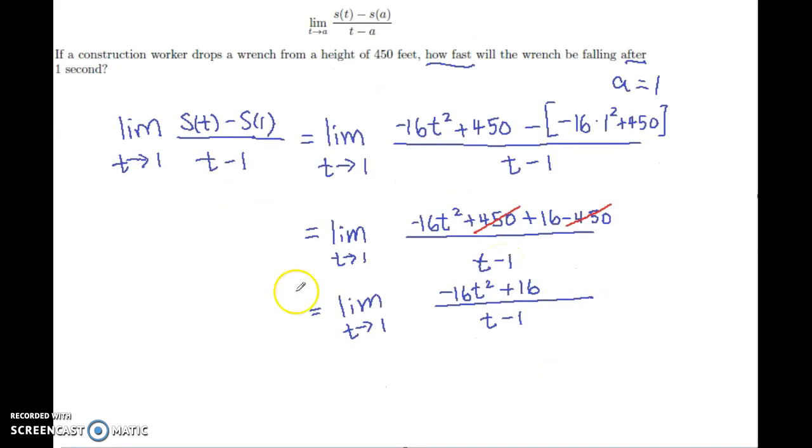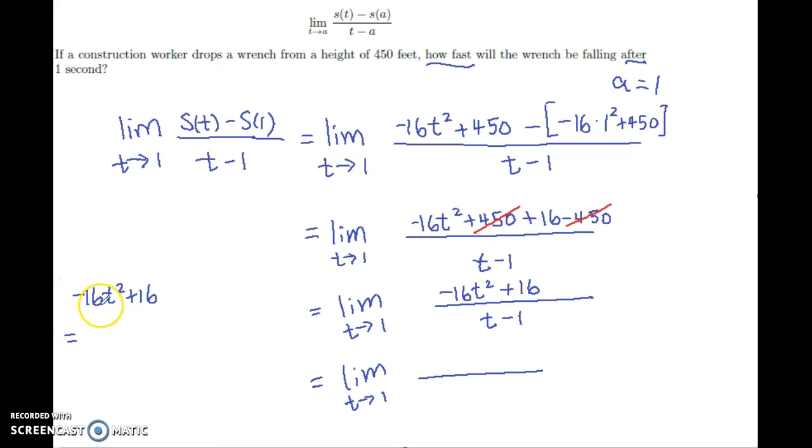Now we try to direct substitute t equals 1, we have a 0 denominator. So we have to either factor or do conjugate, and we don't have a square root, so we try to factor. So if you look at the top, how do you factor? We have the limit as t goes to 1. So how do you factor this expression? Negative 16 t squared plus 16.